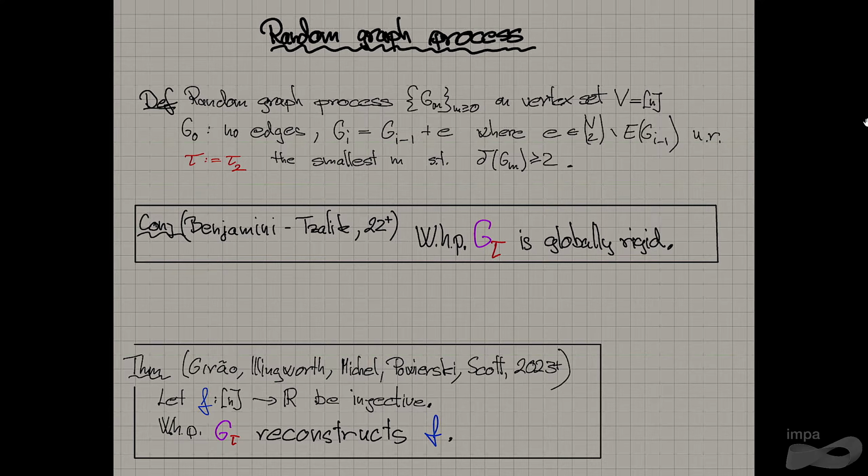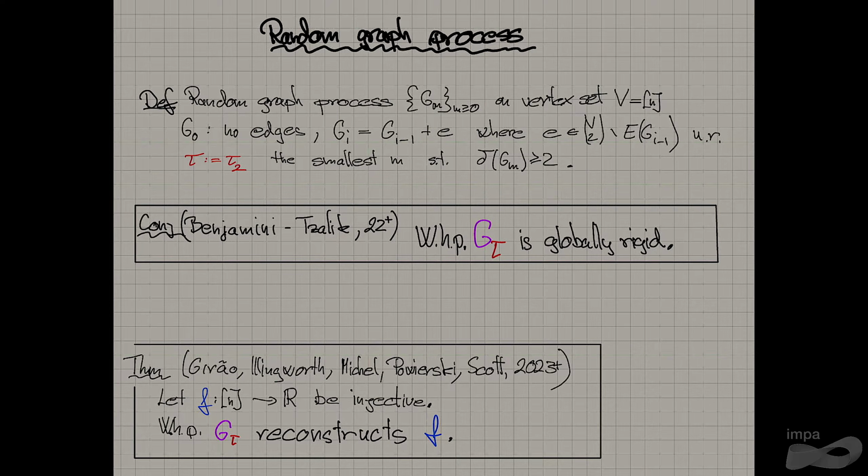Now there is this random variable, which I'm going to call tau, which will be my interest, which is the smallest m, the smallest time when the minimum degree is at least 2. And it is known that exactly at this time, with high probability, the connectivity becomes 2. Obviously, degree 2 is a necessary condition for 2-connectivity, but typically it's also sufficient.